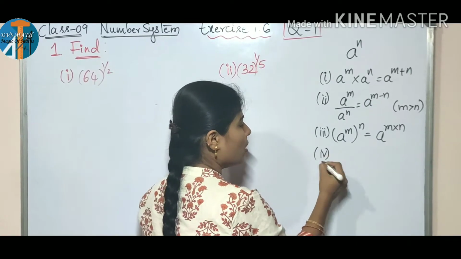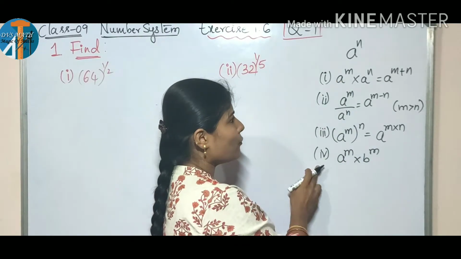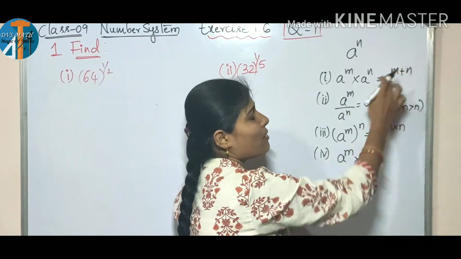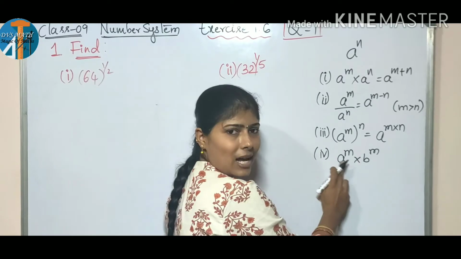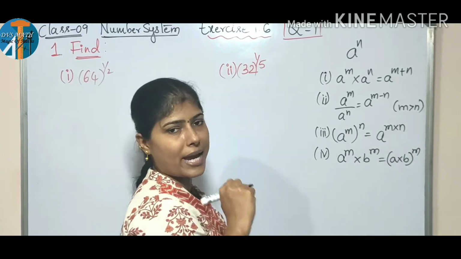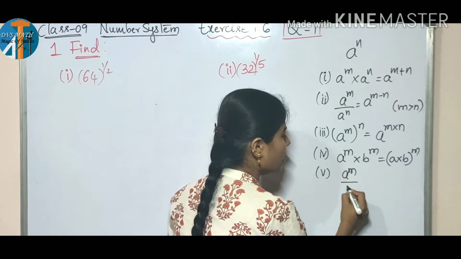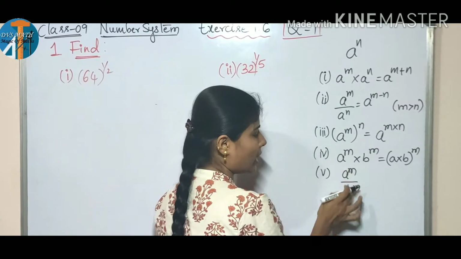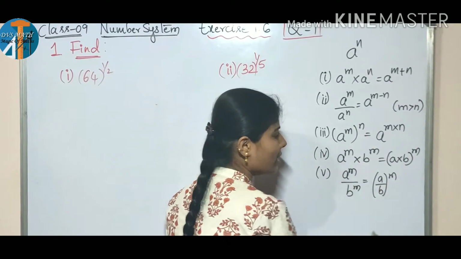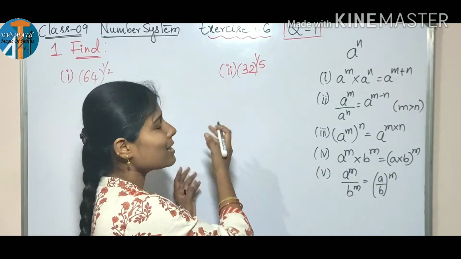Number 4: a power m into b power m. Observe the first case and the fourth case. In the first case the bases are the same and the powers are different, but they are a product, so the powers are added. Here the bases are different and the powers are the same, so you multiply the bases and take the whole power m. The last, fifth one: a power m divided by b power m. Here again the powers are the same, so you can directly write a by b whole power m. Clear? These are the laws we use in solving these problems.